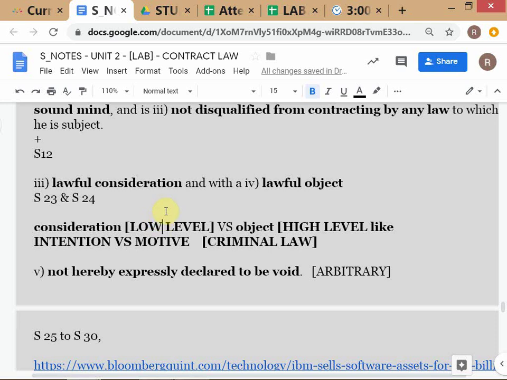Okay, guys, quickly, to understand the difference between law of consideration and object: object is a high level situation like intention and motive. In criminal law you have the distinction between intention and motive. Motive is high level and intention is low level.